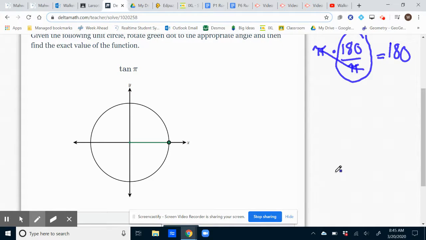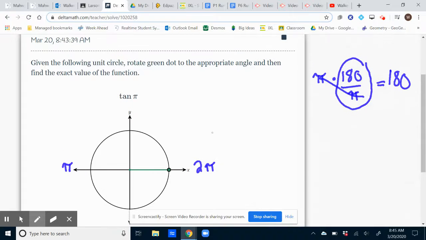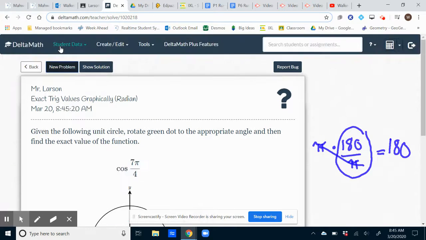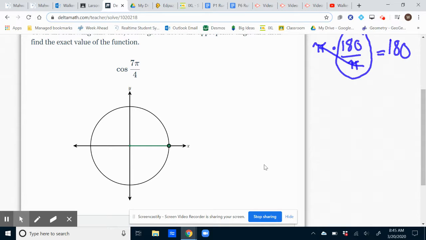Here's why. You should know 180 is pi, 360 is 2 pi. Okay, so this one's pi. All right, so that's easy. We know exactly where that is. It's over here. Okay, but let's do another problem that's not. Okay, like 7 pi over 4.